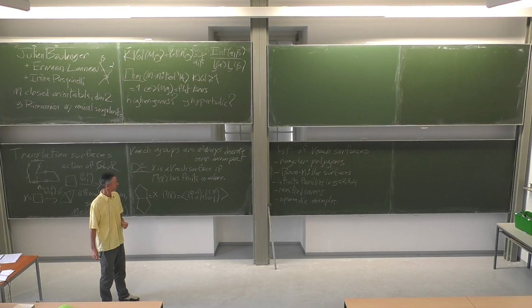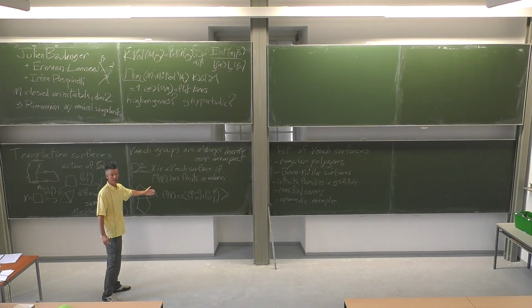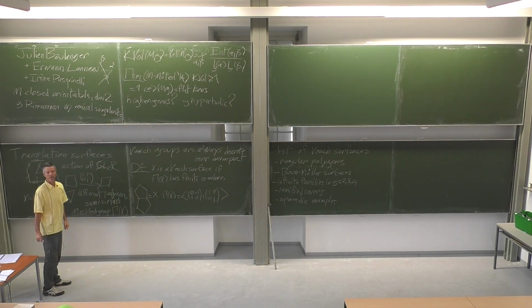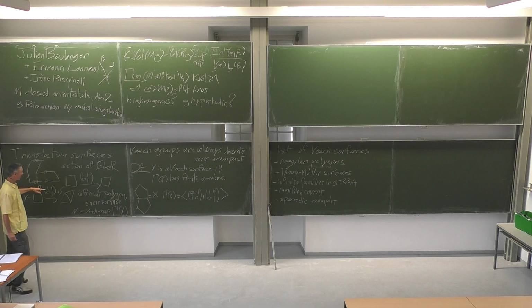No, oh yeah, I should have drawn fundamental domains. Oh, they are not translations, they are elements of SL2. For instance, if you take the square torus, the Veech group is SL2Z. Does that answer your question?